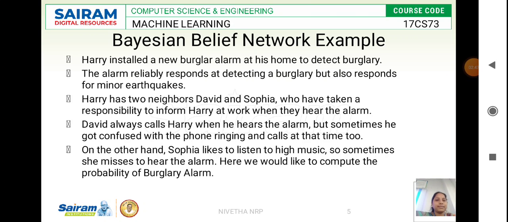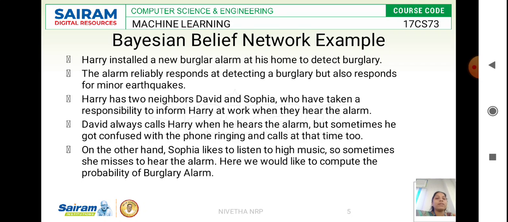We'll see a real-time example for a Bayesian belief network. Harry is a person who is going to install an alarm system in his home to detect burglary. That alarm will respond to two things. Whenever there is a burglary, the alarm rings, and the alarm will even respond to earthquakes. These are the two conditions where the alarm responds.